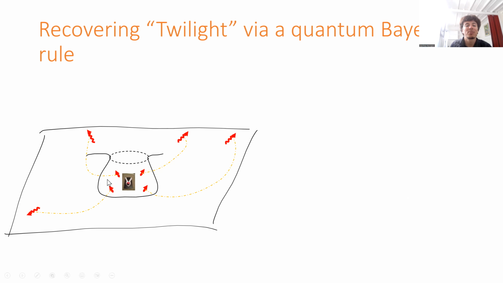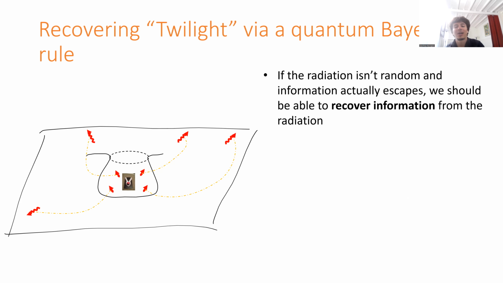avoid any problems, then the information we threw in has to come out. It's not just that the radiation needs to not be too noisy. It also should carry information about the stuff that we threw in. So if we've thrown this copy of Twilight into the black hole, then somehow there should be a way to look at all this radiation when the black hole is mostly evaporated and learn what was written in this book that fell in. So how do you do that?